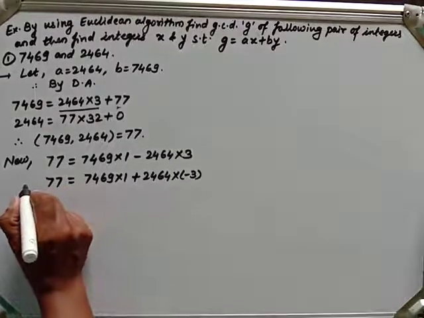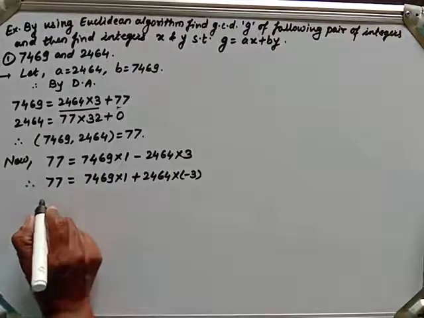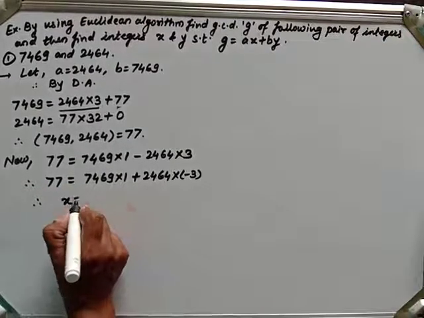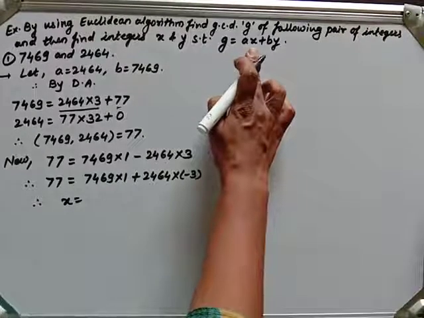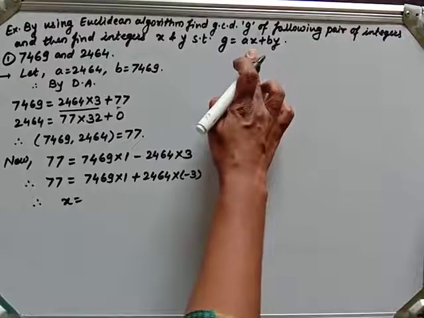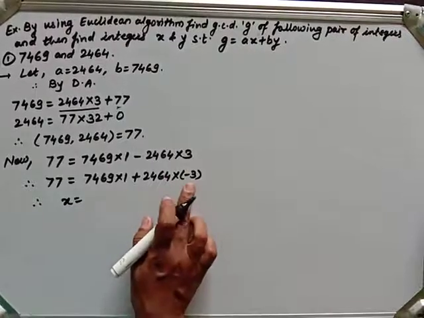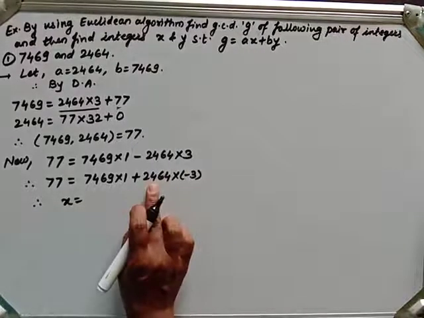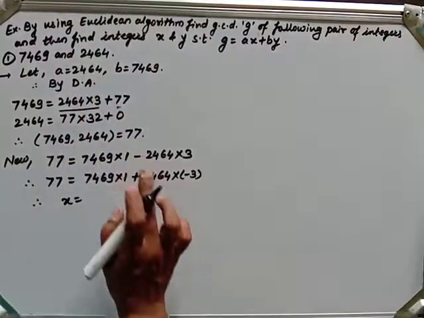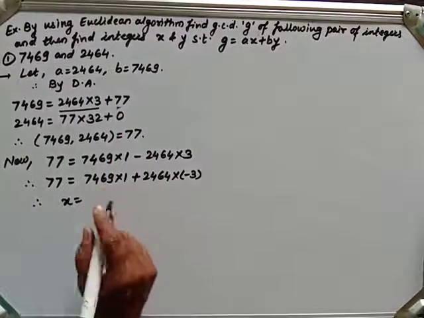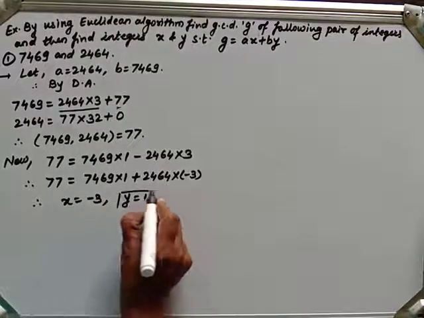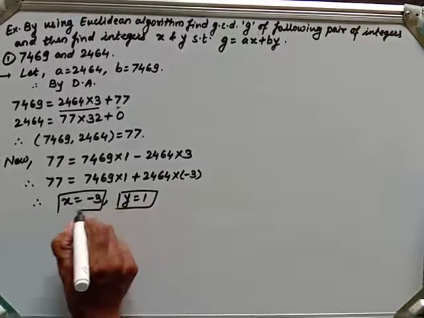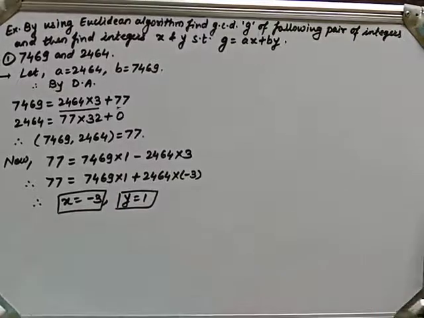So therefore what can we get? If we compare with this part, we get x is equal to minus 3, because A is this 2464 we have taken, and B is 7469. So x is equal to minus 3 and y is equal to 1 here.